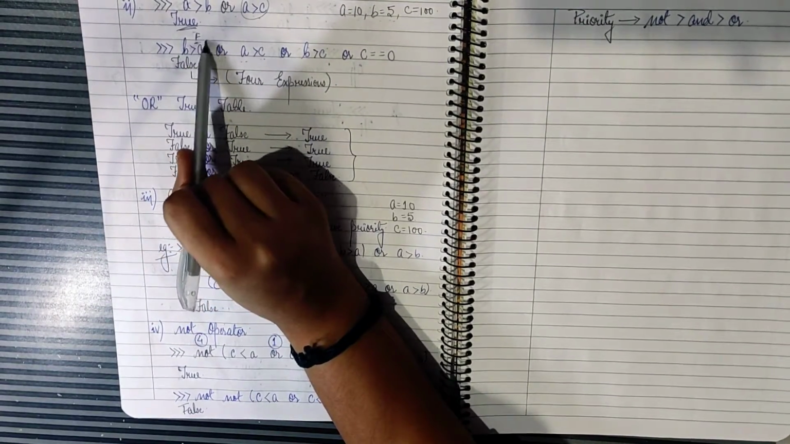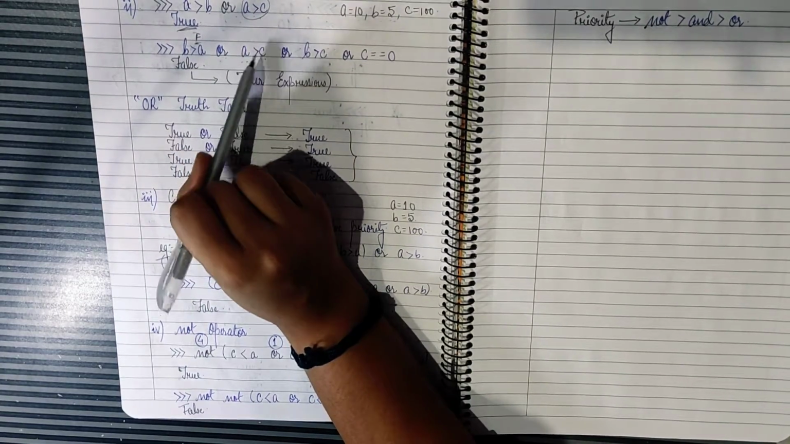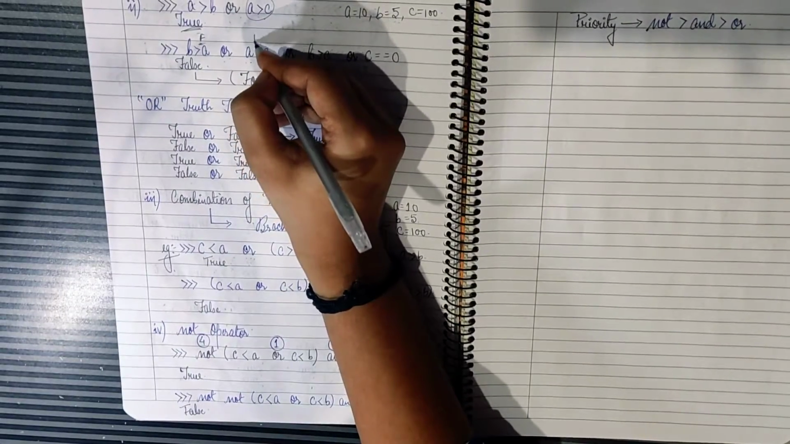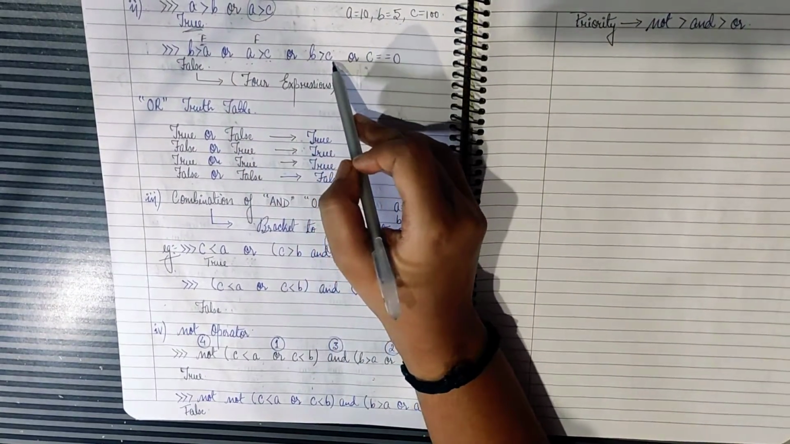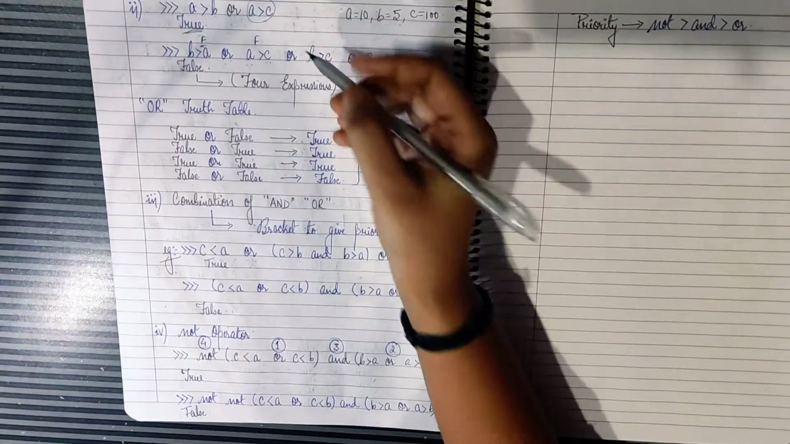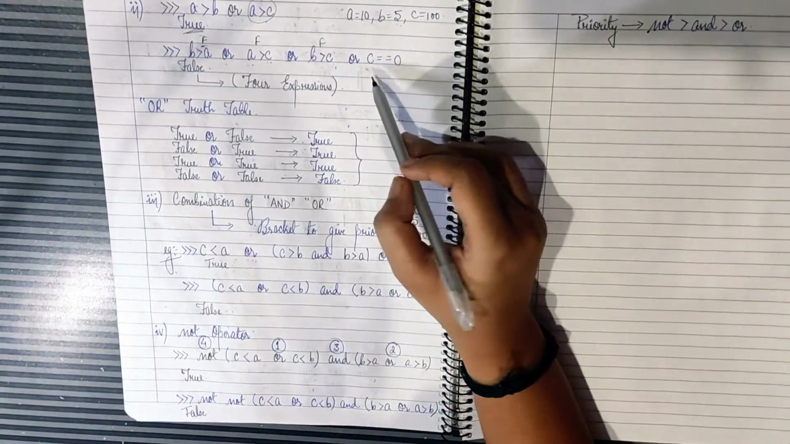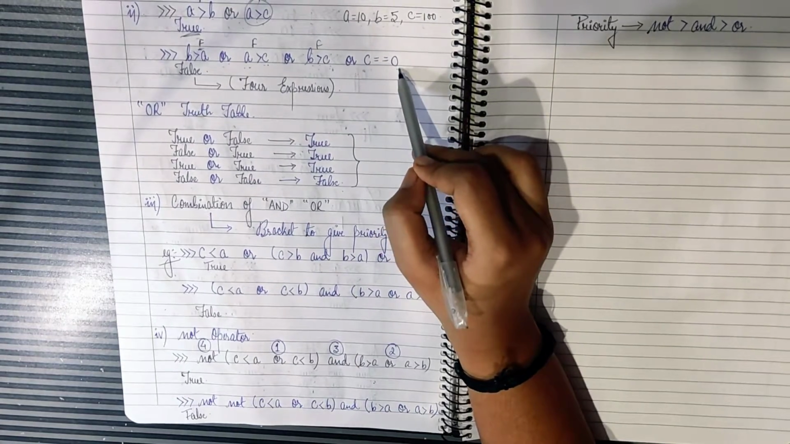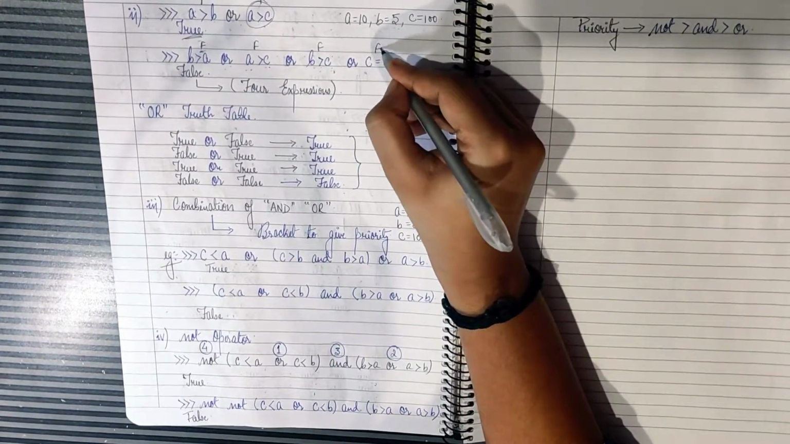But here the first one is false, so I need to check the next one. Now A, that is 10, is greater than 100? No, this statement is also false. Now B is greater than C, that is 5 is greater than 100? No, this statement is also false. Now C is equal to 0? No, 100 is not equal to 0. So this statement is also false.